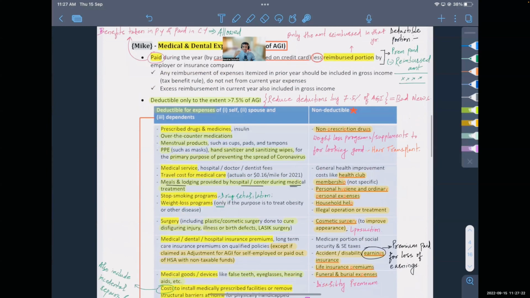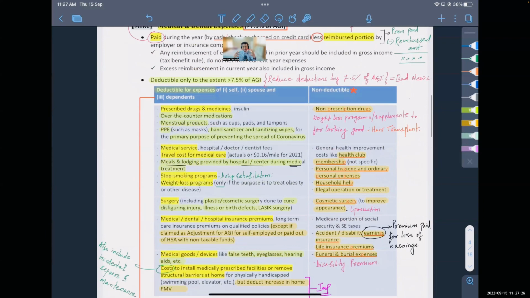Now, when it comes to the deductible expenses, there are certain types of expenses which I do think are considered non-deductible. It's my personal opinion that it is non-deductible just because I feel that it is not essential. For example, prescribed drugs and medicines are essential as compared to non-prescription drugs, which I don't think are essential because they're not prescribed. So the prescribed drugs and medicines, insulin, and over-the-counter medications are things you need to remember. And for example, menstrual products and sanitizers, and then the sanitizing wipes required for COVID, are highly essential, which is how I remember these items as deductible expenses.